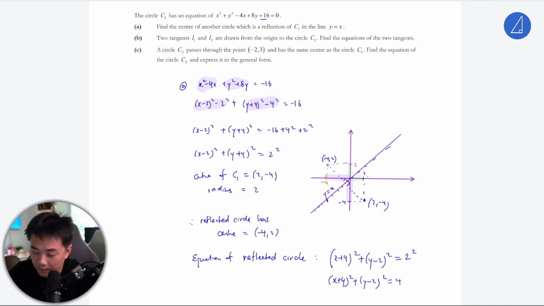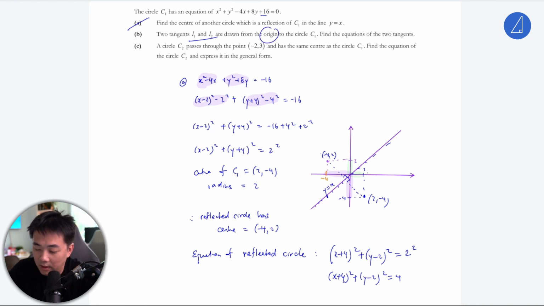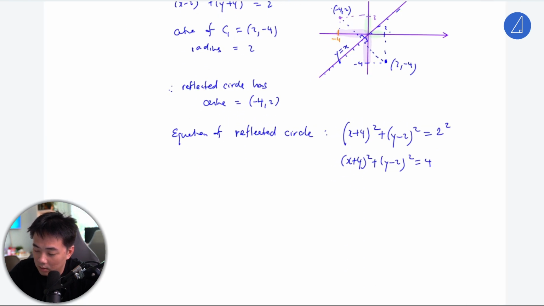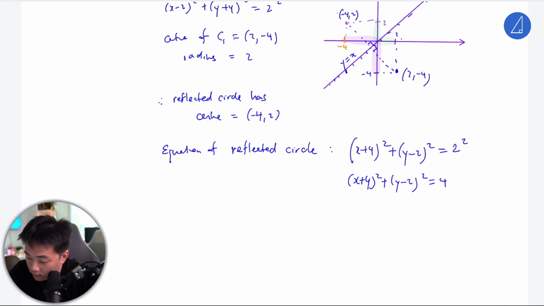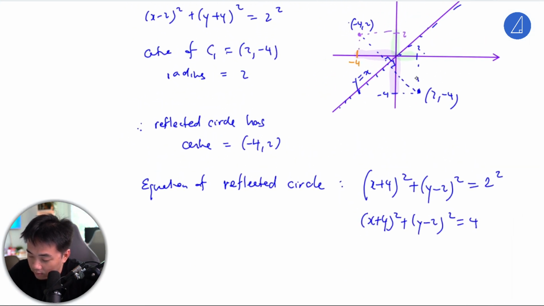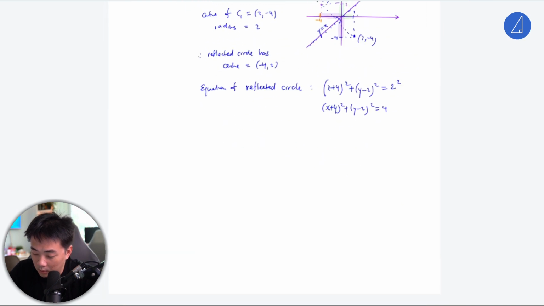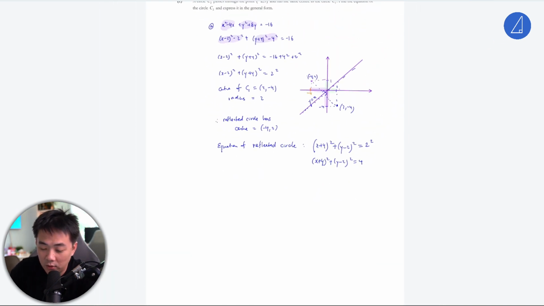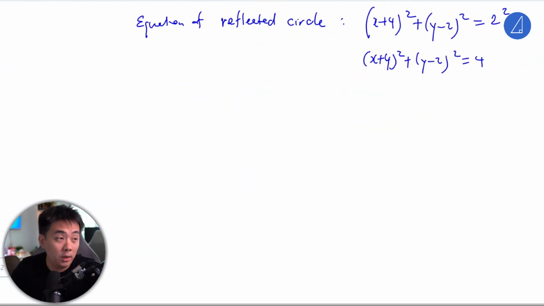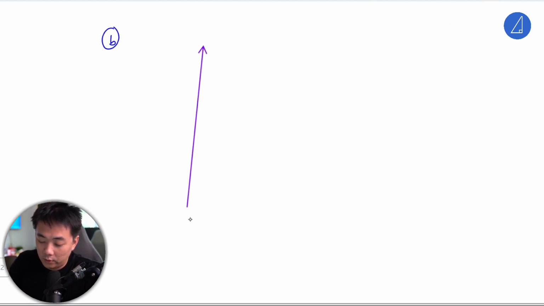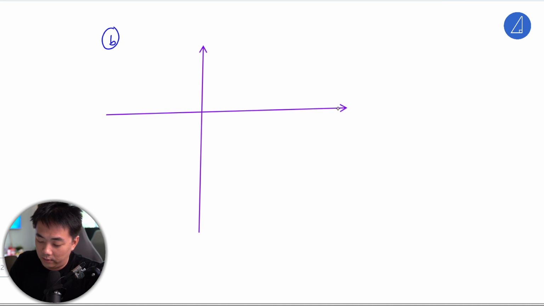Here's part B. Two tangents L1, L2 are drawn from the origin, which is O, to C1. Find the equation of the two tangents. Okay, great. So I would believe this is 2, negative 4, right? So we draw the curve first. Just draw everything out. Generally, when you are unsure, I'll just say draw it out, because usually by drawing you will be able to see it. Of course, try to draw to scale if you can.